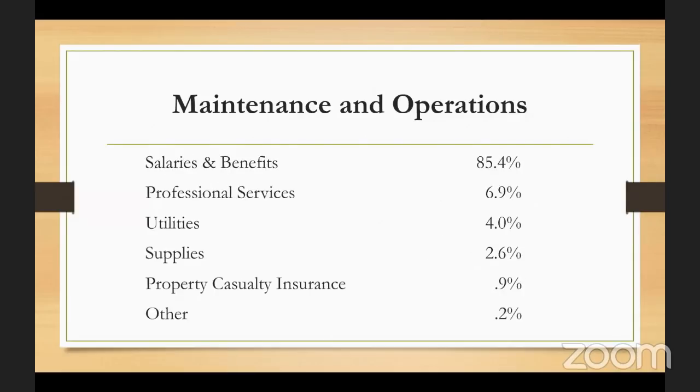Next slide, please. So the maintenance and operation fund does pay our daily costs. So salaries and benefits make up 85.4% of the budget. That's a very large percentage of that budget. 6.9 is professional services. So that could be contracted teachers, contracted speech therapists, tuition out services. Utilities are just around 4%. Supplies at 2.6. Our property casualty insurance is 0.9% of our funds, and then other is 0.2. And the other would be things like memberships, dues, fees, things like that.